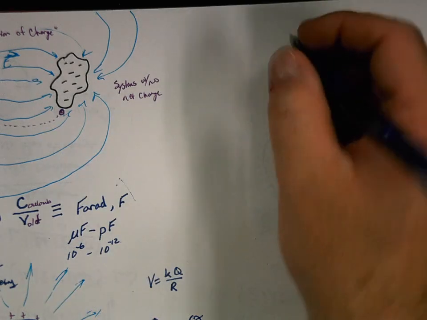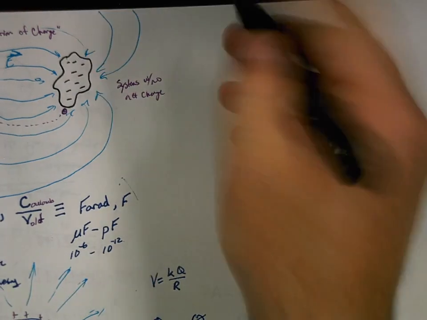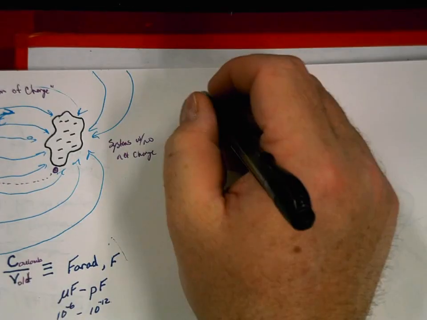All right. The next one we have then is the most common one that you guys are going to see, which is a parallel plate capacitor. Am I on the screen? Yeah. Okay.